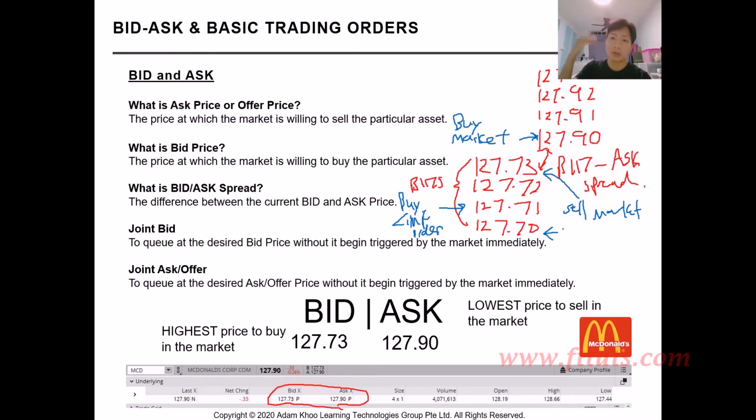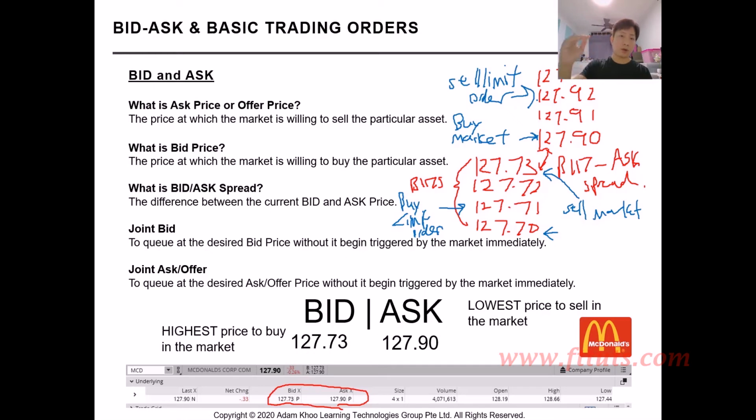Okay, same thing for the sell side. For example, you buy a stock and you want to sell much higher, right? Let's say you put an order at 127.92. You put a sell limit, we call it the sell limit order. When you put a sell limit order at 127.92, you are telling the platform in layman language that you want to sell at 127.92 or higher, right? So the platform will never fill your sell order at any price lower than 127.92.